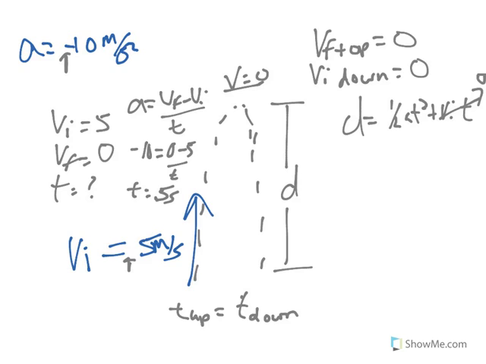Alright, so just some things to remember about this when it's going up. Alright, the last thing is that when it comes back down here, it will be going -5 meters per second. So some basics to remember whenever you have a ball being thrown up.